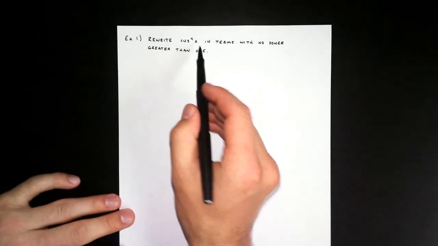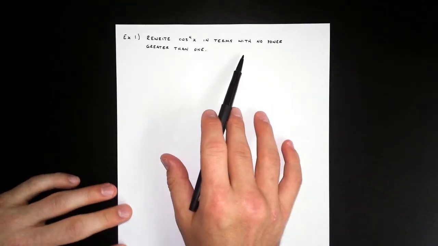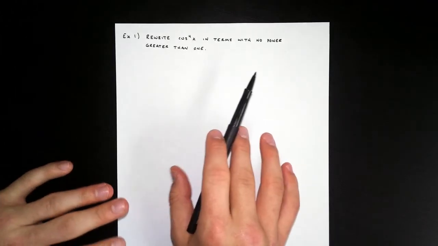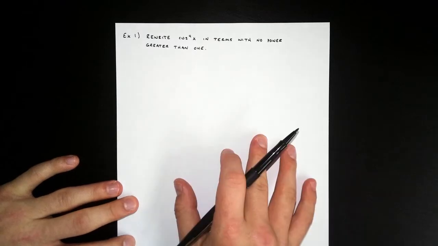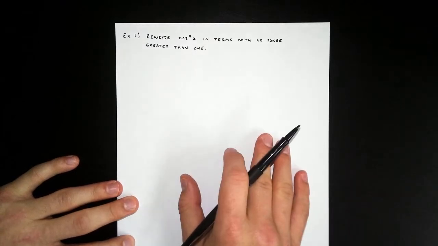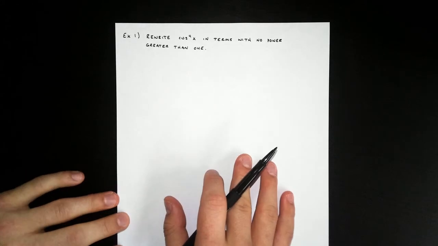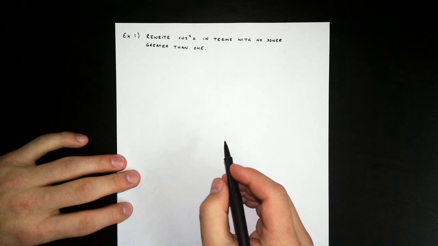Hello everyone. I'd like to do an example of using a power reducing identity to rewrite an expression. In this example, I'm given the cosine to the fourth power of x, and I want to rewrite that in terms where we don't have any term in there that has a power greater than 1. As you make your way into calculus, being able to rewrite expressions in something that's a lesser degree can prove to be very useful.